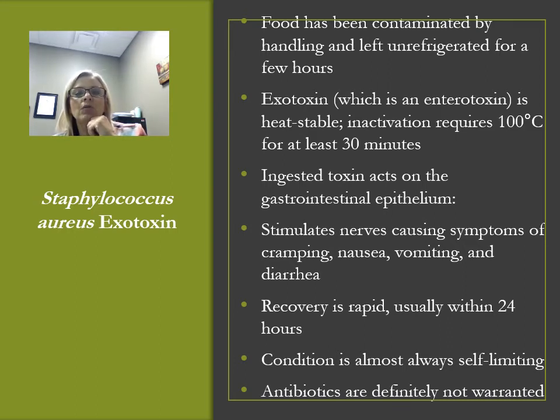And so, again, when you have a toxin, you're not going to have any change that you can see, smell, or taste in the food. So you're not going to know there is something wrong with it, okay?